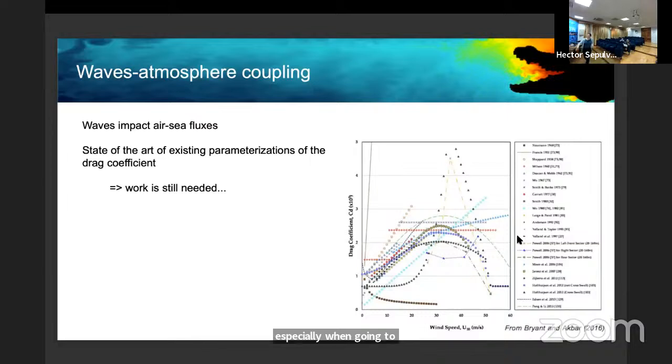You can see this one, which is much stronger at high wind speed than the others, was taken in a specific part of a tropical cyclone, because in tropical cyclones sometimes the surface is rougher, and sometimes it's not. So it really depends on the region of the tropical cyclone you are in. You can have, at the same time, in the same event, this drag coefficient and this drag coefficient. So work is still needed in this area for sure.